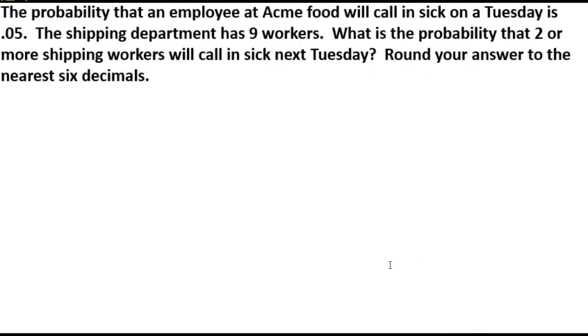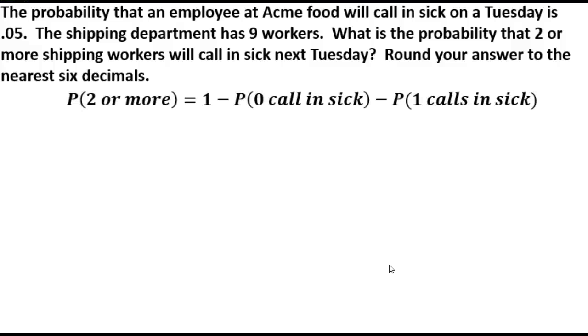Alright, let's try this one here. The probability an employee at Acme Food will call in sick on Tuesday is 0.05. The shipping department has 9 workers. Find the probability that 2 or more workers will call in sick on Tuesday. Okay, so 2 or more. Is there a different way that we can write that? The opposite of 2 or more would be 0 or 1. So basically, the probability that 2 or more will call in sick is equal to 1 minus the probability that 0 will call in sick, and then subtract the probability that 1 will call in sick as well. So that's essentially what we're looking for right here. So that's my hint. Go ahead and push pause now, and then you can come back after you've done the problem.